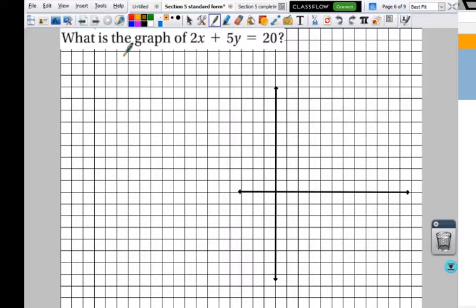2x plus 5y equals 20. We need to find our intercepts. Willem, how am I going to find my x-intercept? 2x equals 20, right?